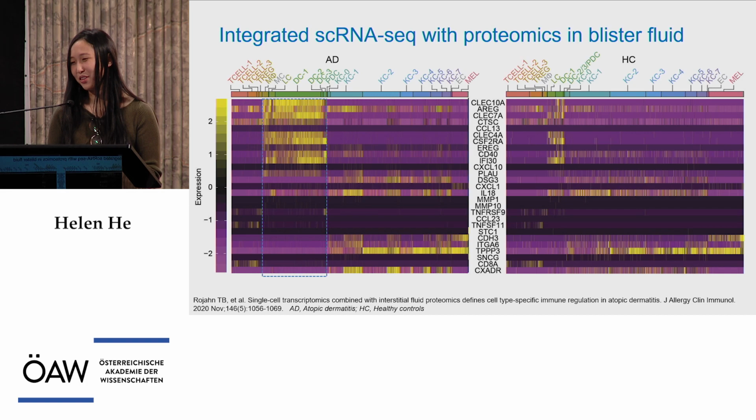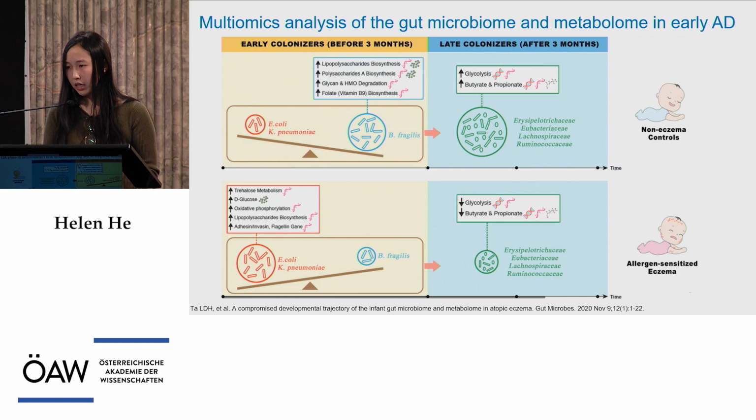And here I'm highlighting a really interesting study that combined metagenomics, metatranscriptomics, and metabolomic data to characterize the gut microbiome and metabolome of infants with AD as compared to controls. They found that as early as 3 weeks of life, there was increased colonization with E. coli and Klebsiella pneumoniae, which corresponded to increased gene expression of trehalose metabolism components, as well as virulence factors such as LPS and flagellin, with increased D-glucan levels in the stool as well.